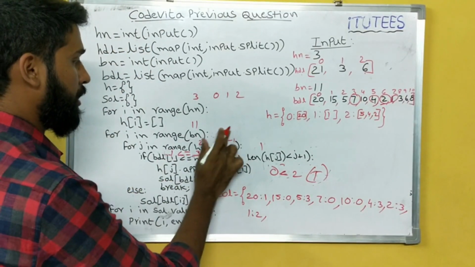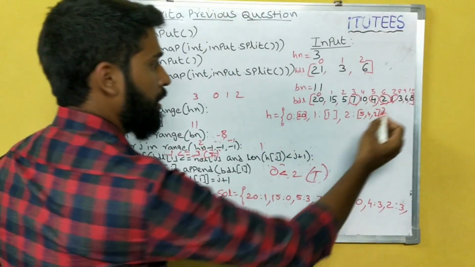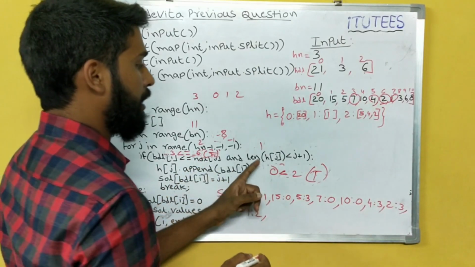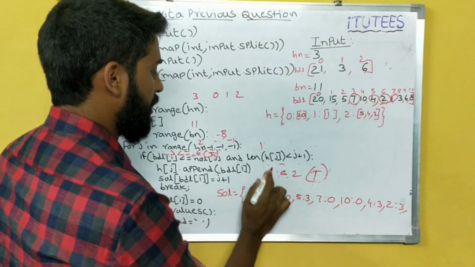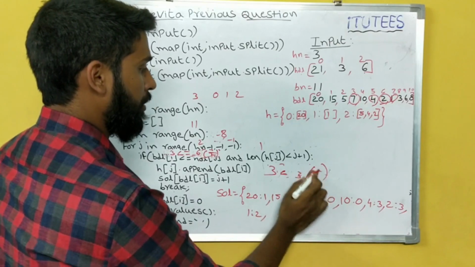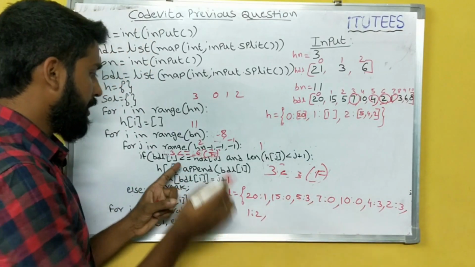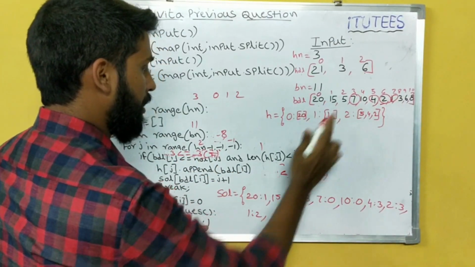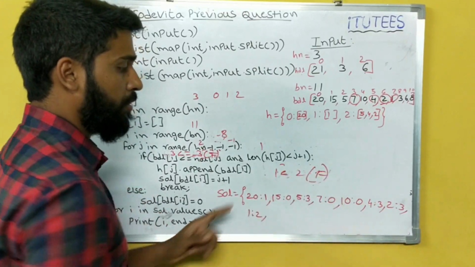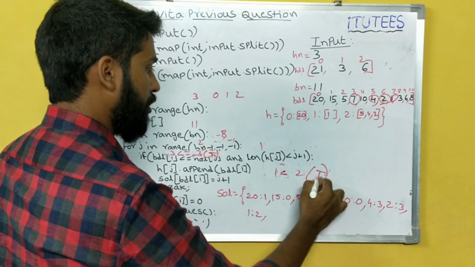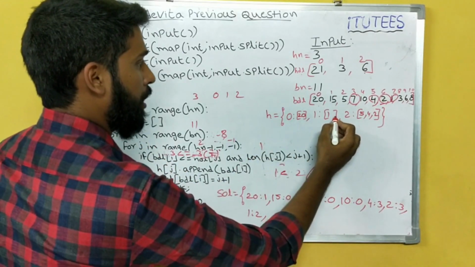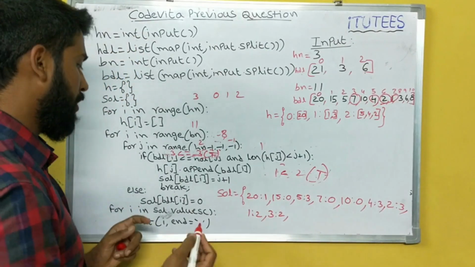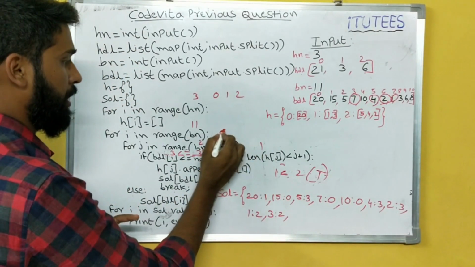Next break. Next I becomes 8. 8 means 3. 3 less than 6, true. But here the second condition is false. Why? Already the size is 3. 3 less than 3, false. Next, 3 less than or equals to 3, true. And here we can check what is the length? 1. And it is 2. 1 less than 2, true. So we enter into the loop and store 3 here, and here 3 colon 2. Second hole and break.